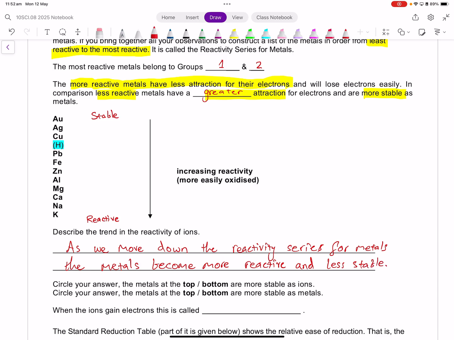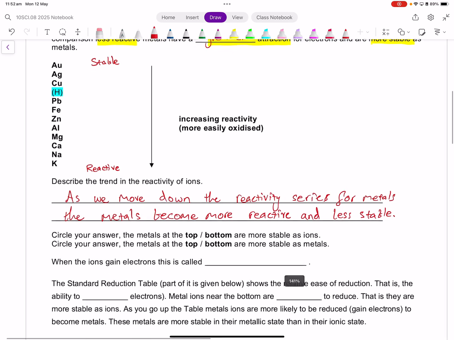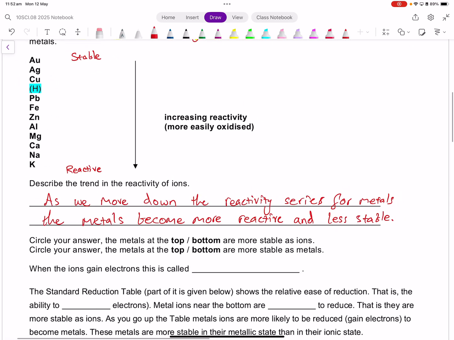So, what this means for us, and I'm going to leave this all up on the board so we can all see it. When we look at this list, if we think about gold, is gold stable as a metal or as an ion, so something that's dissolved? Where do we often see gold? Do we see it as a metal or as a salt? We see it as a metal. So the metals at the bottom are more stable as ions.